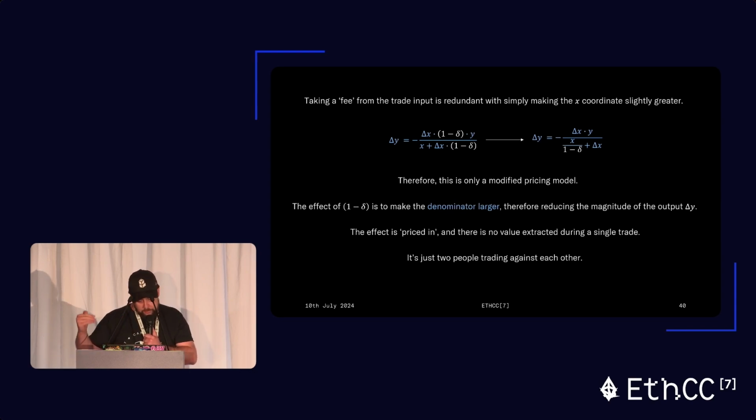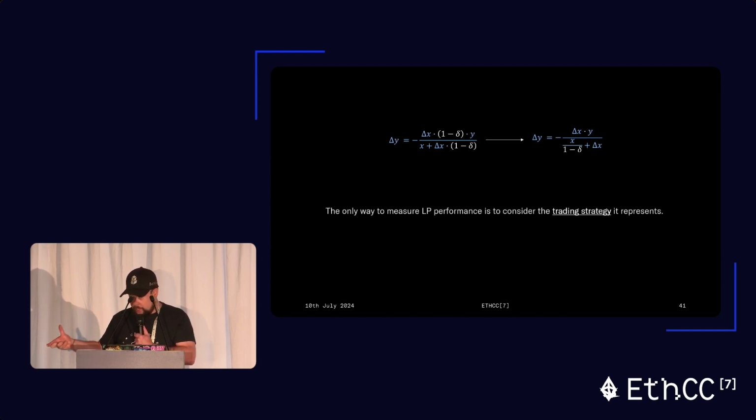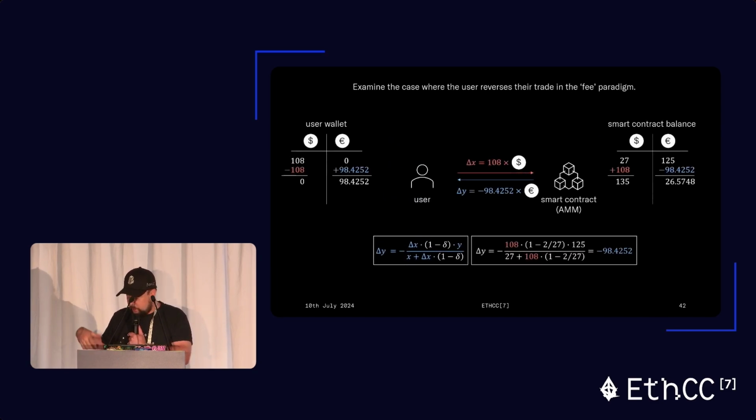At the end of the day, liquidity pools are just executing trading strategies, and these are always just two people trading against each other, or one person via an AMM trading with a lot of people at the same time. There is a way to measure LP performance, because we did show that there was this problem where if you go forwards and backwards and you end up at exactly the same state, then there's no financial incentive. But introducing this fee parameter, even though I think it's horribly named, it does create a financial incentive. So let's have a look at where it is.